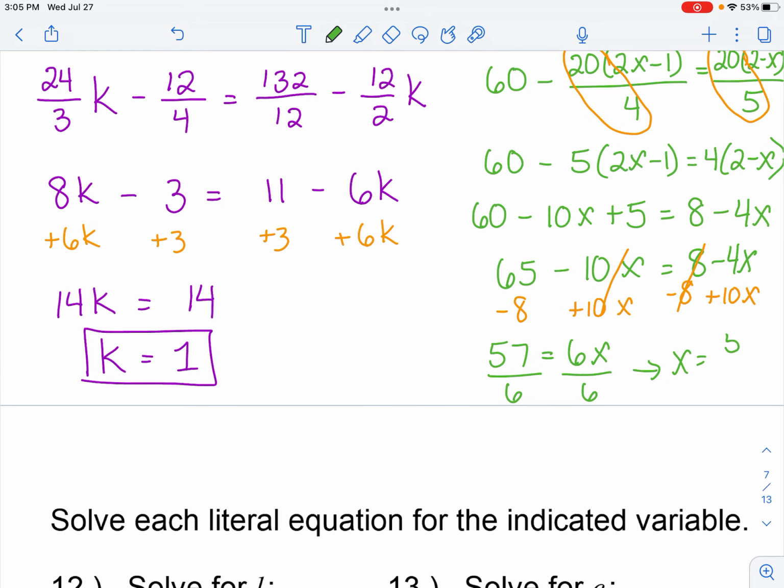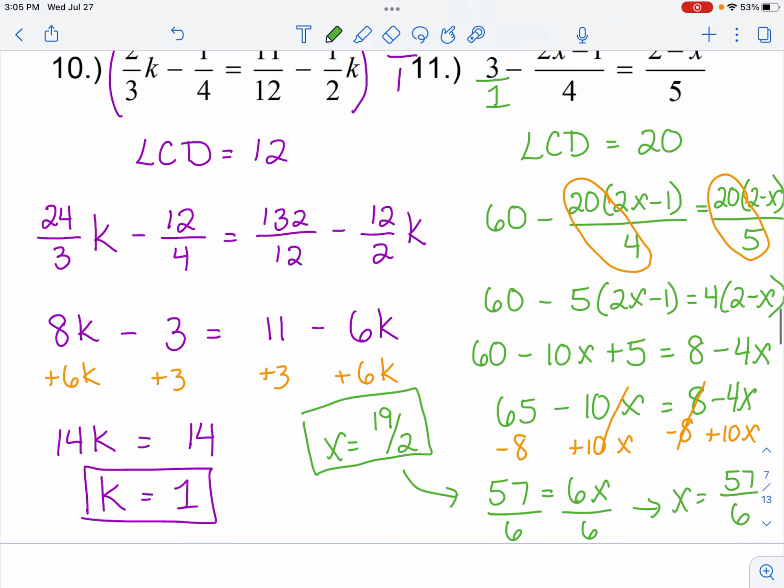Ignore those directions down there. 57 over 6. And that reduces down. 57 and 6 are both divisible by 3, and that gives you 19 over 2. So that's the final answer. We want to get in the habit of simplifying our fractions completely whenever possible. Okay? So that is solving equations.